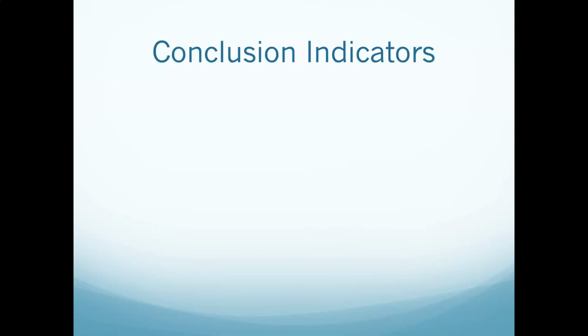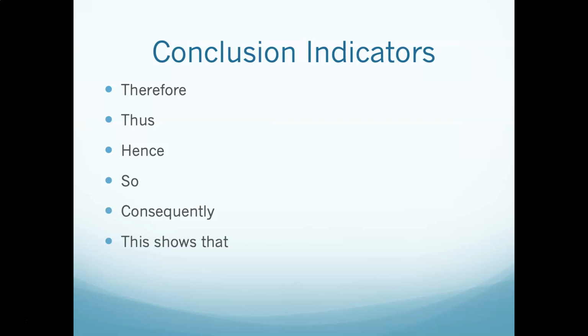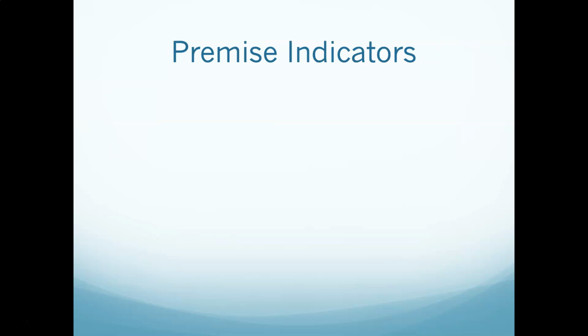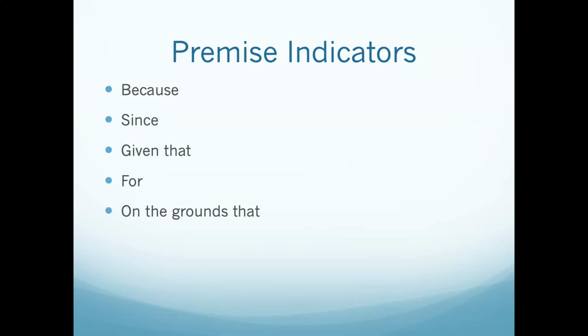So here's a few conclusion indicator words. Therefore, thus, hence, so, consequently, this shows that. So these are words that would indicate a conclusion. Here's the premise indicator words. Because, since, given that, for, on the grounds that, and this follows from. So these are words that might indicate a premise.